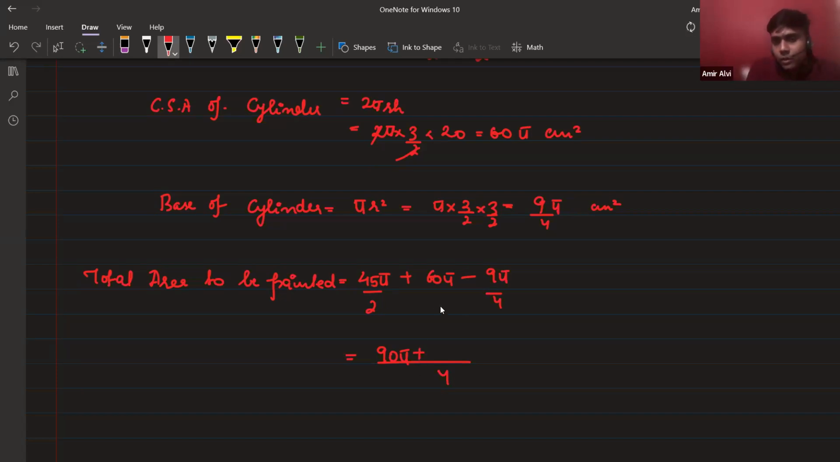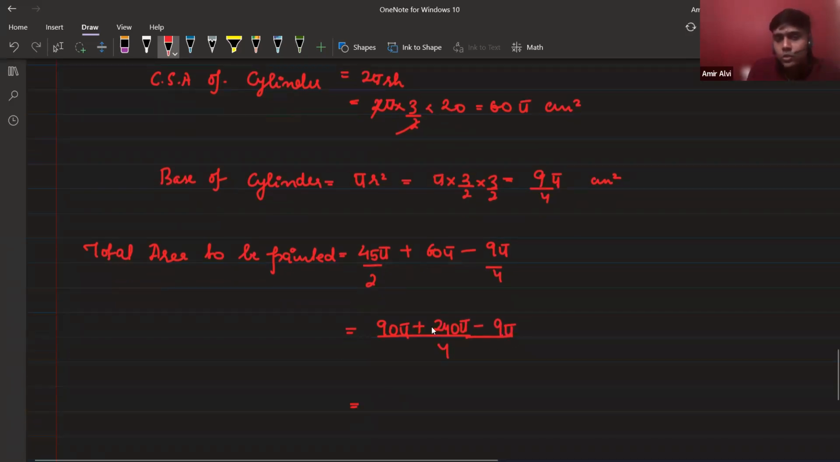And 4 multiplied with 60 would be 240 pi minus 9 pi. So it is equal to 240 plus 81, with pi taken out common here, over 4. So it is equal to what? 321 by 4 into pi. Clear?